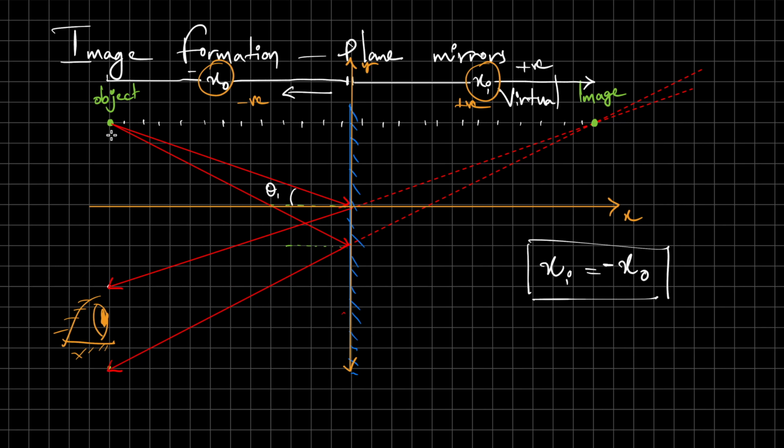Now, if you replace the point object with something with a non-zero height, draw two rays from the bottom as well, and do the same thing. They will converge somewhere here, forming an image with the same size. That's the image. So they will have the same height as well. We can write the equation as height of the image is equal to height of the object.